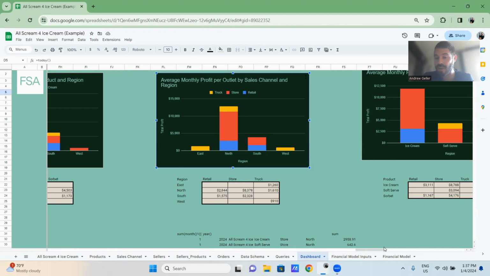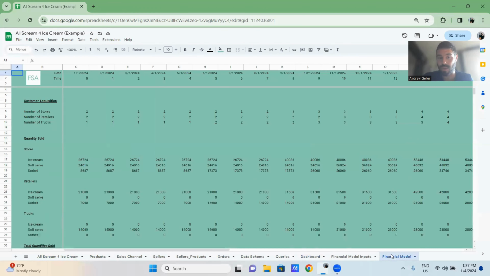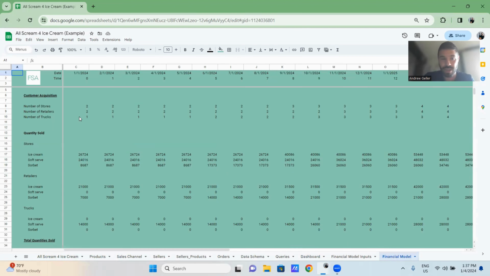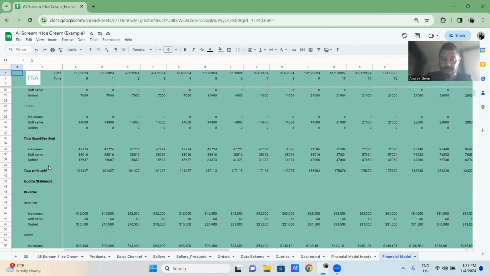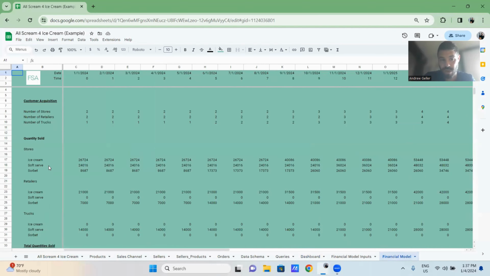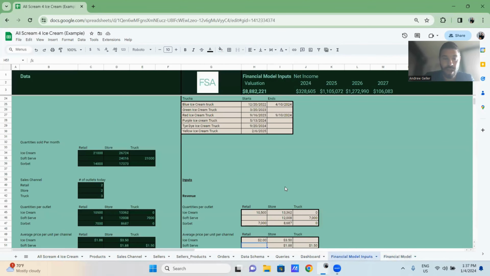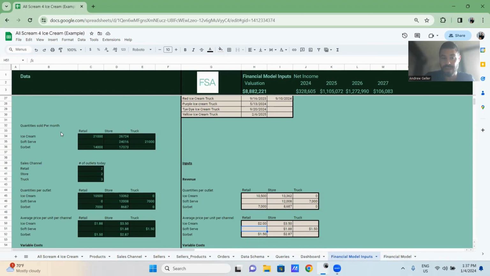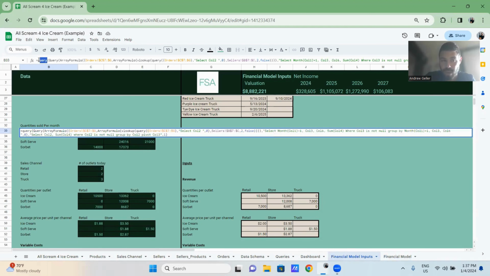Okay, so now let's look at the financial model in order to understand what we're doing. So this is the financial model. What we're doing is forecasting every single part of your business, from customer acquisition to the quantities sold to the revenue and the expenses. But how are we getting these numbers? That's the question. Well, we make inputs, and we have data that feeds the inputs. For example, when we want to see the quantities, what we have here is what we call a query. A query is how we ask the model for data.